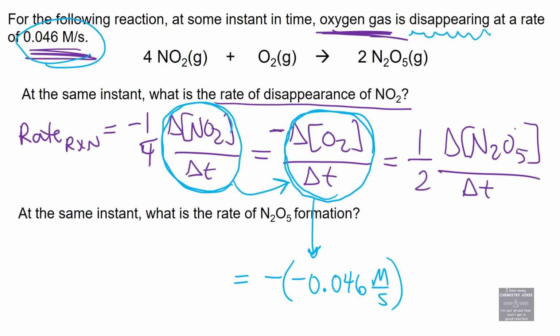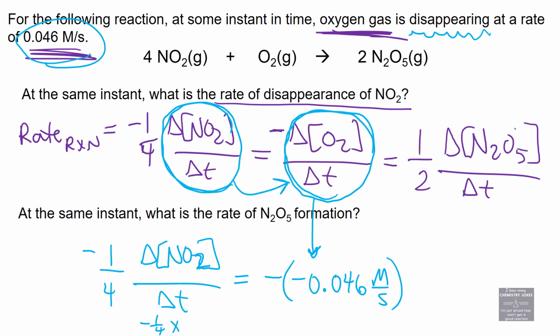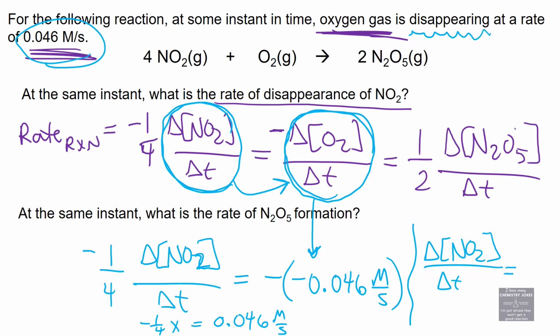So I'm going to set them equal to each other, delta NO2 over delta T. And I'm going to put my negative 1/4 out front. So this is just like negative 1/4 x equals 0.046 if I cancel out my negative, right? So really I'm saying 0.046 times negative 4. That's the math that I'm doing. You followed along. I know you did. I got faith. Delta NO2 over delta T equals, I have the math somewhere, equals negative 0.184 molarity per second.